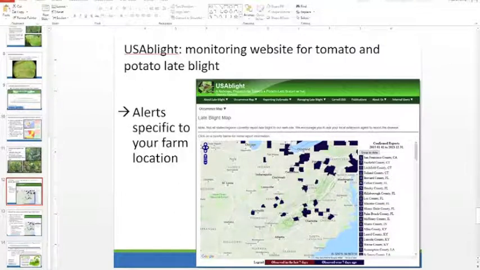And so here, what's shown is a screen cap. This was actually from 2013. That was the last time that we had significant late blight pressure in Kentucky. And so the counties where we had confirmed reports are colored in there. I think there's Allen County and a few others that are darkened there. But you can see the other areas in the United States that also had late blight that year.